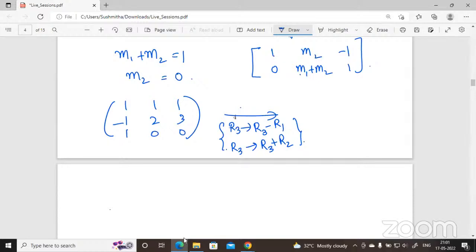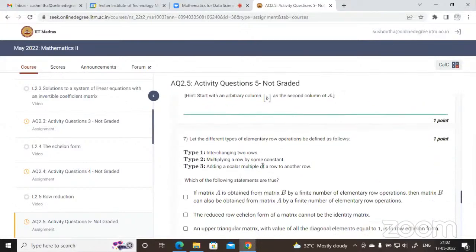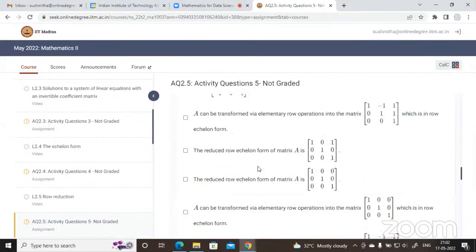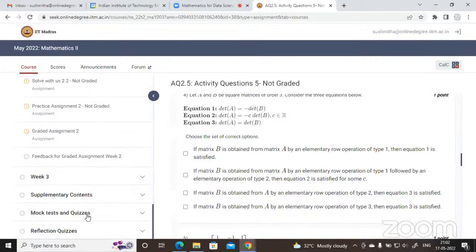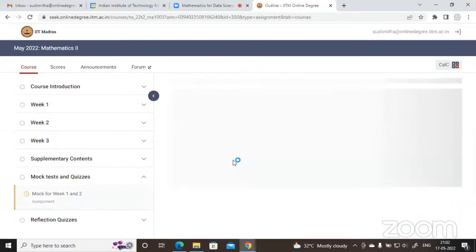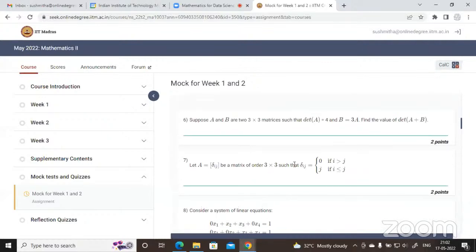Ma'am, yesterday there was a mock test for week 1 and 2. In question number 7, there is only information. No question is there. I guess it was the determinant question. There was one question without the... It was asking for determinant actually. Ma'am, a similar question is asked in activities also. Yes, it was actually asking for determinant. Yeah, it is missing.